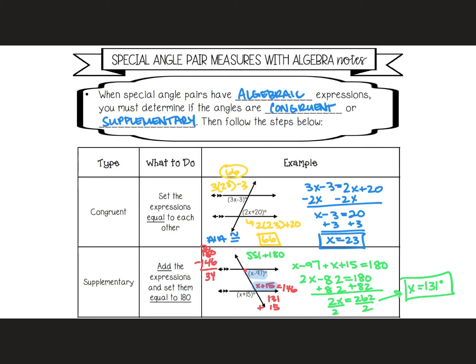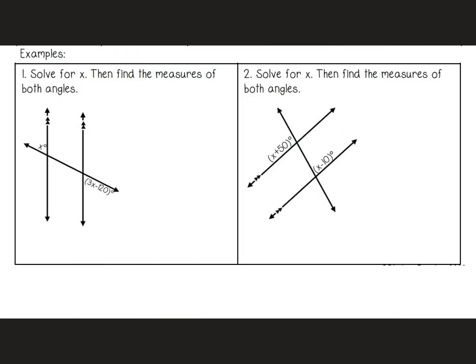So to check if I was right here, again, x is right there, x is 131, so I'm going to take 131 minus 97, and hopefully I end up with 34 degrees. And we do. So we know that we've done this correctly. Now next up, we just have a few examples here. So this one we're going to solve for x and then find both of the angle measures.